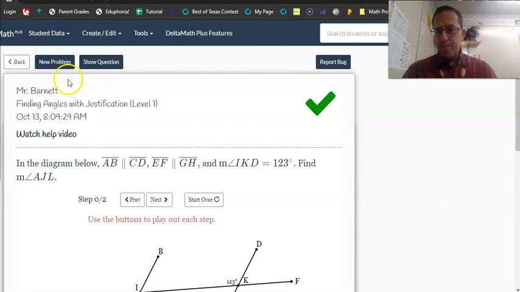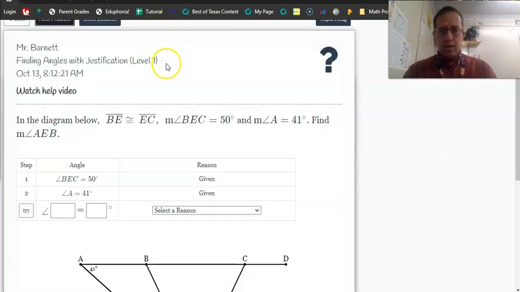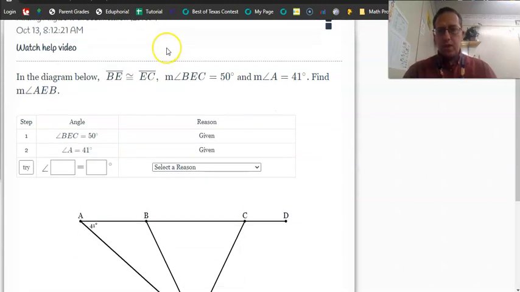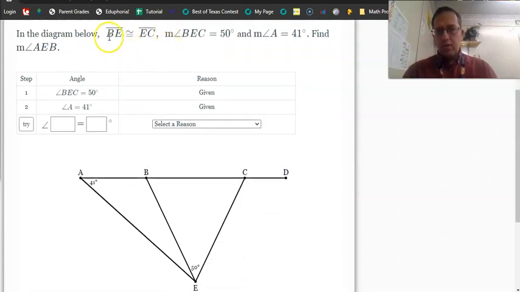All right. Okay, so let's see if we can find something a little bit different. So let's take a look at this one. Notice in this one, it tells us that segment BE is congruent to segment EC. Those aren't marked. I'm going to go ahead and mark them since it told me that. BE is congruent to segment EC. And then the measure of angle BEC is 50. That is marked. And the measure of angle A is 41. That's also marked.